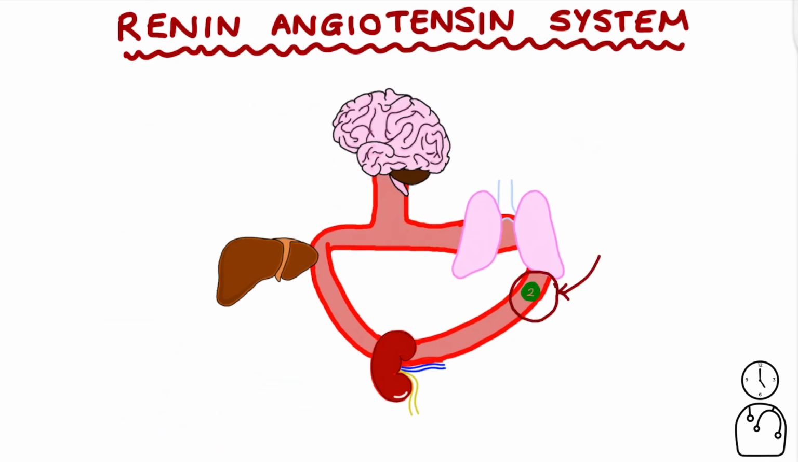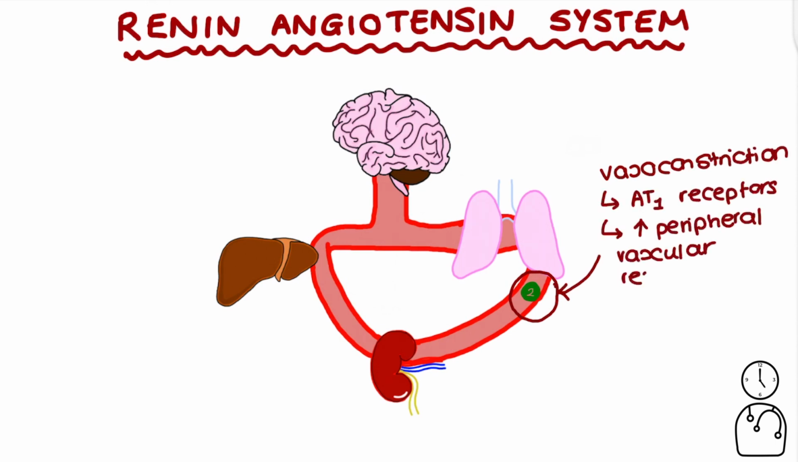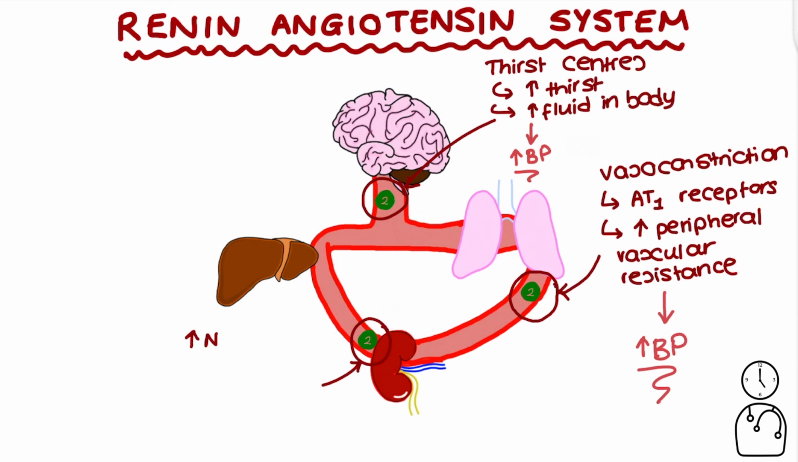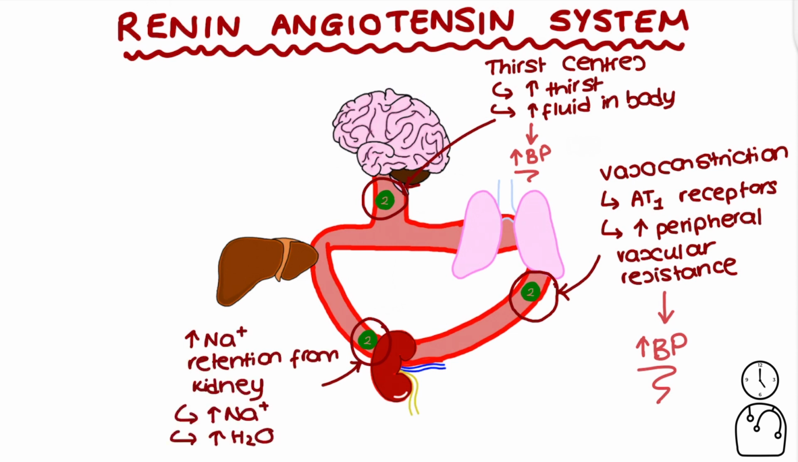Firstly, angiotensin II causes vasoconstriction in blood vessels by binding to AT type I receptors. This increases peripheral vascular resistance, thus increasing blood pressure. Angiotensin II also travels to the brain, where it activates thirst centers to make you thirsty and encourage you to drink, which increases fluid in the body, which will therefore increase blood pressure. Finally, it will also act to increase sodium retention by the kidneys. By retaining sodium, you automatically retain more water, which will raise the blood pressure as well.